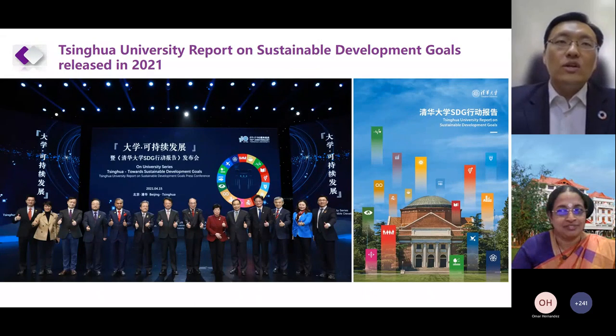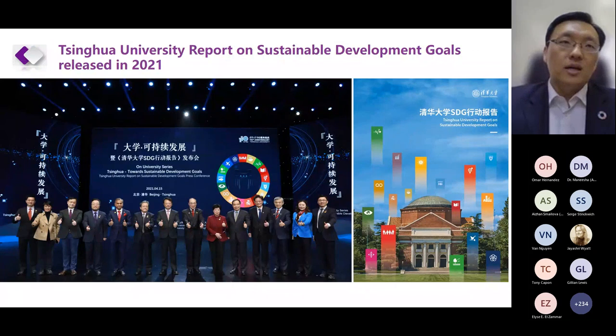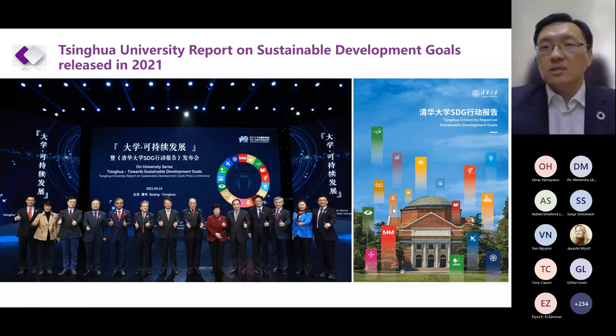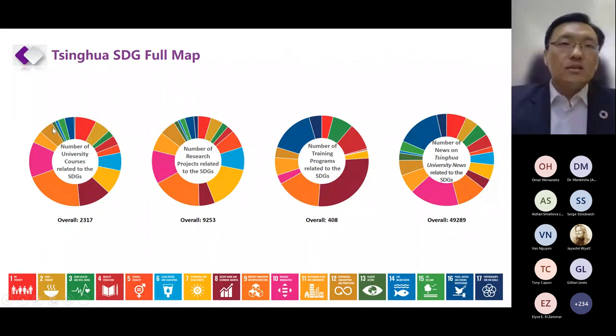As you know, Tsinghua University is the best university in China, and all of the university's activities are related with SDGs. Last year was the 110th anniversary of our university. Therefore, our university released the SDG report during our anniversary. So this is our report, the release ceremony, and the cover of our report. Basically, this is a full map of Tsinghua's SDG activities.